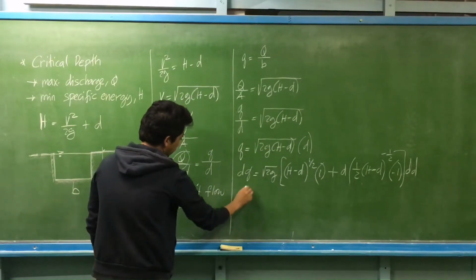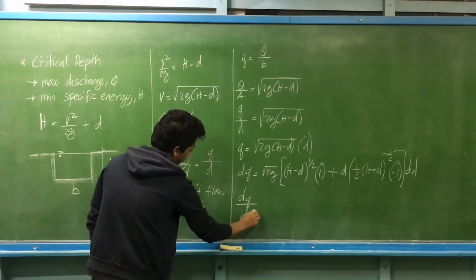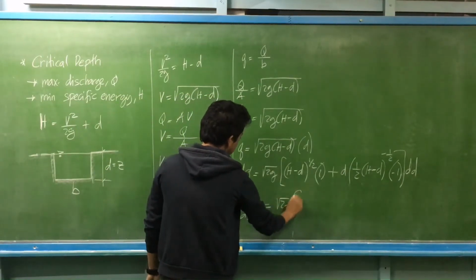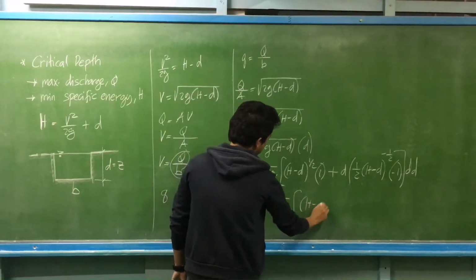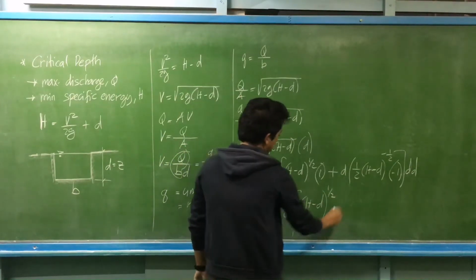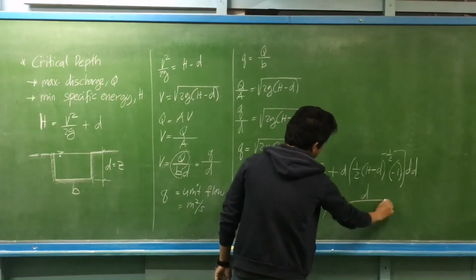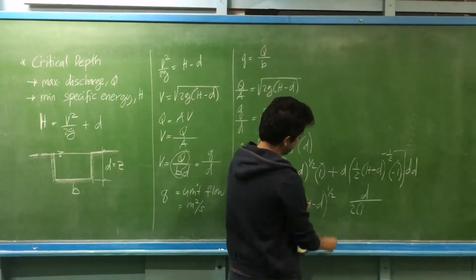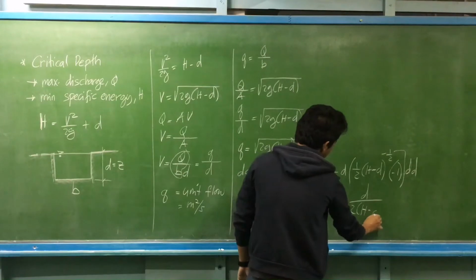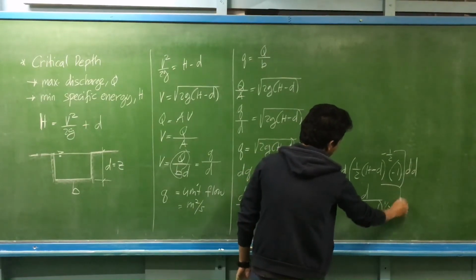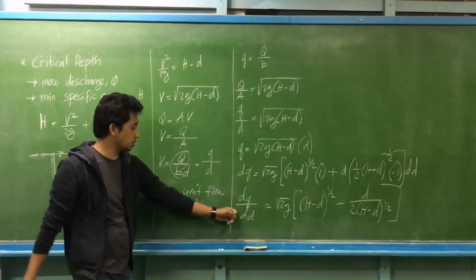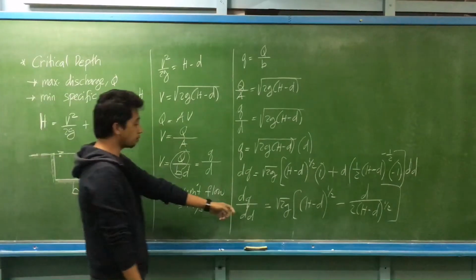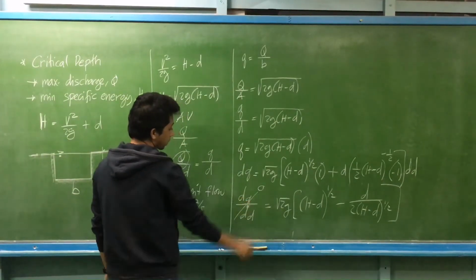So we will have differential q with respect to differential depth equal to the square root of 2g multiplied by H minus d raised to 1/2, plus this is the same as d divided by twice of H minus d raised to 1/2, supposedly negative. That will be the equivalent of this derivation. We said, maximum discharge, minimum specific energy. If we are to maximize the unit flow, set it to 0.